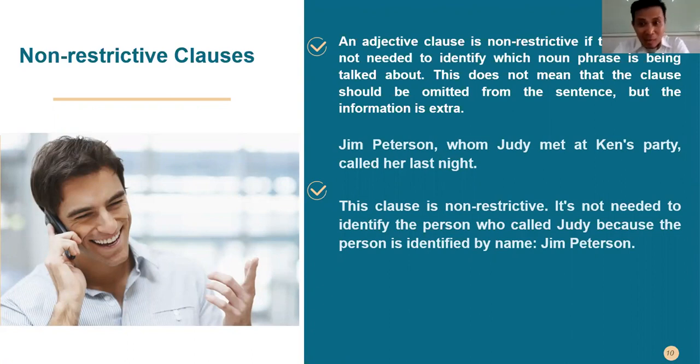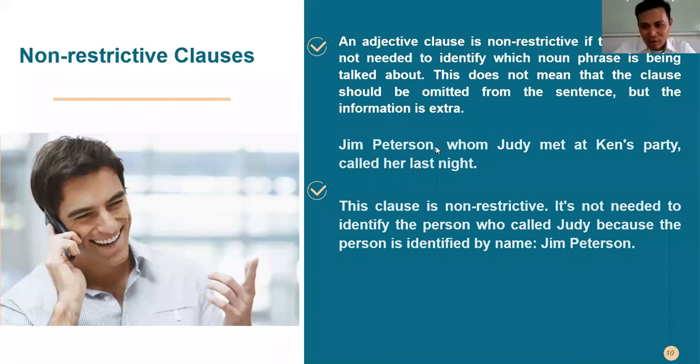Right? If I say a man called Judy, who is the man? Oh, the man whom Judy met at Ken's party. So "whom Judy met at Ken's party" is actually not really necessary, but it gives extra information. Jim Peterson, whom Judy met at Ken's party, called her last night.